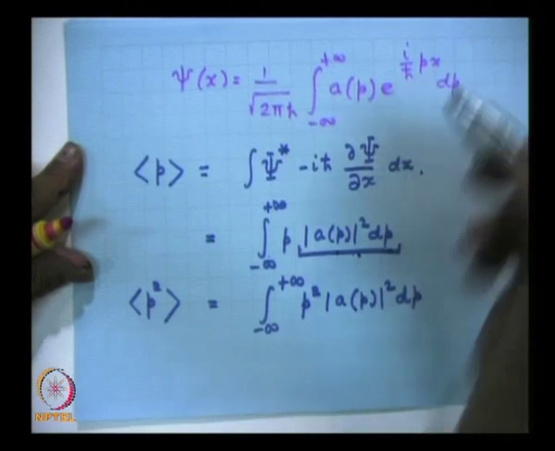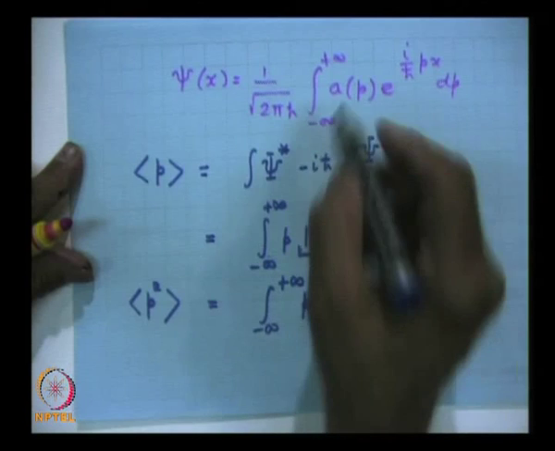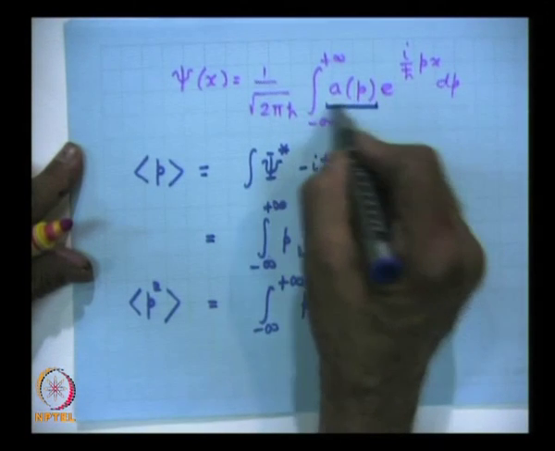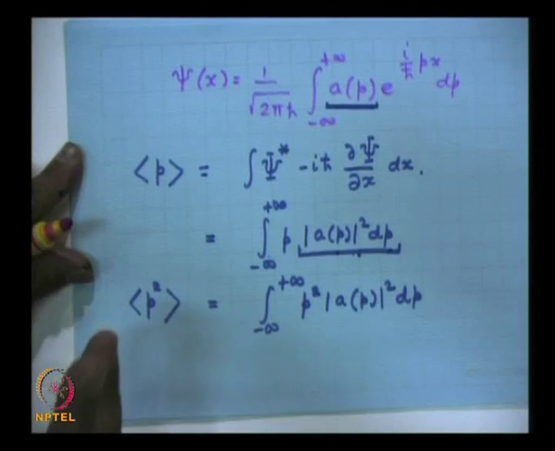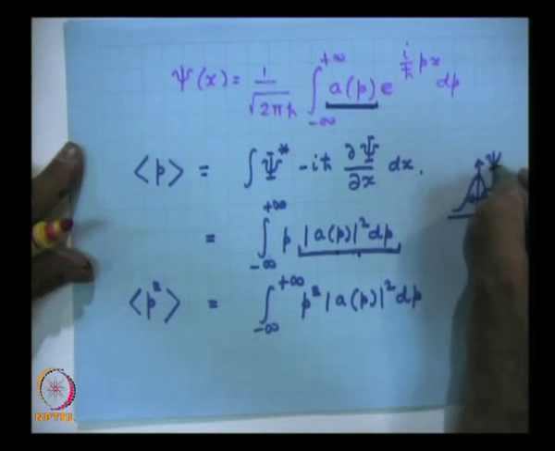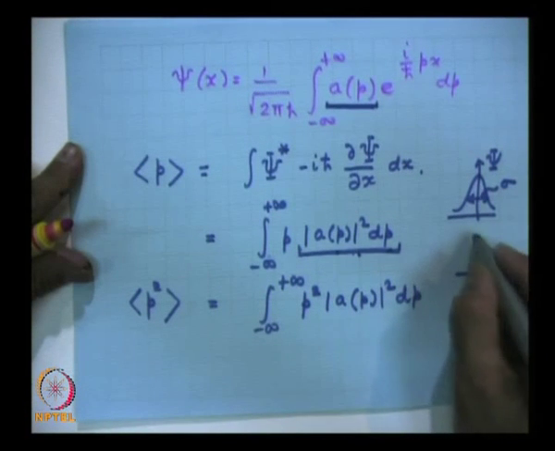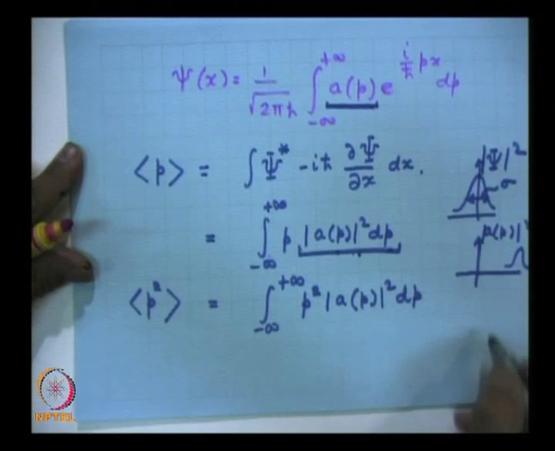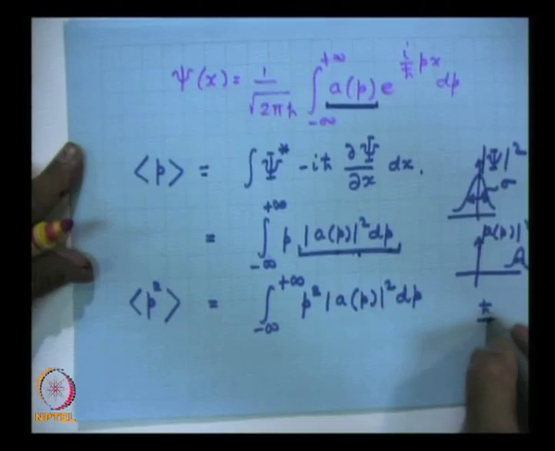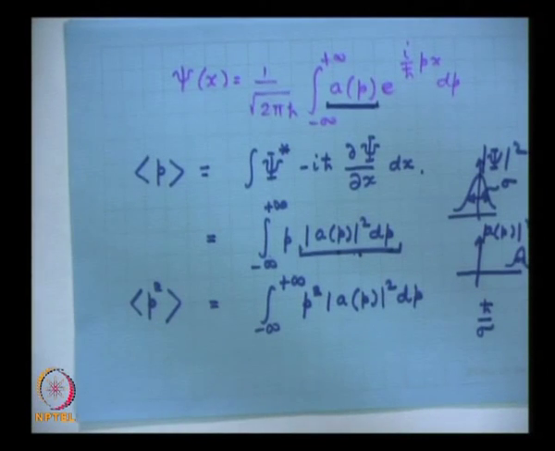The integral is the superposition of these wave functions. And so, therefore, in this case the quantity mod A p square represents the momentum spread of the wave function. So, if a particle is localized within a distance of the order of sigma, if this is the wave function, mod psi square, then the corresponding momentum spread function, mod A of p square, will be localized also within a momentum spread of the order of h cross by sigma.